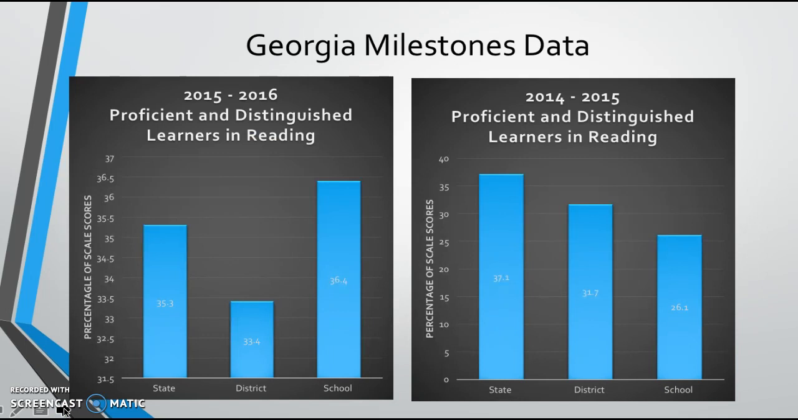Here's another chart showing you the percentage of proficient and distinguished learners in the school, district, and state for the past 2 years. You can see how the percentage of students falling into these categories improved between the 2 years. In 2014-15, the school had 26.1%, and it increased to 36.4%.